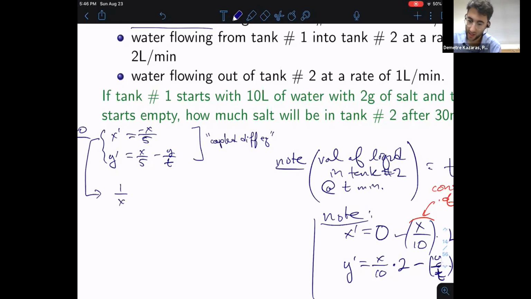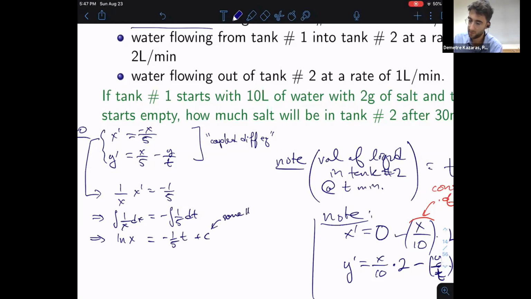So we get 1 over x times x prime is equal to minus 1/5. Now to solve, we should integrate with respect to t, both sides. So the left side becomes an integral with respect to x, 1 over x dx. The right-hand side is just going to be minus the antiderivative of 1/5 dt. So x is always going to be positive. It's the number of grams present, so we don't have to worry about x being negative. So we can just write this as the natural log of x, no absolute values required. On the other side, we just get minus 1/5 t plus some constant c.